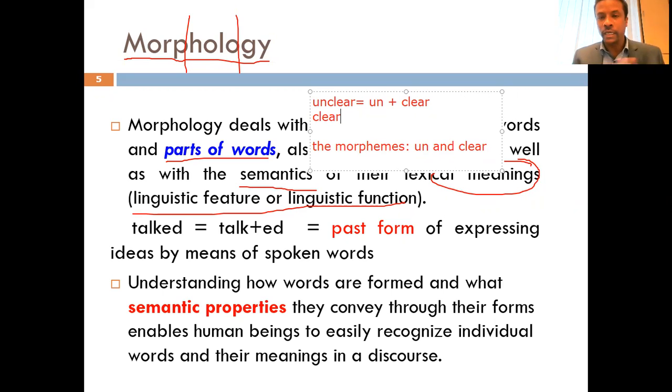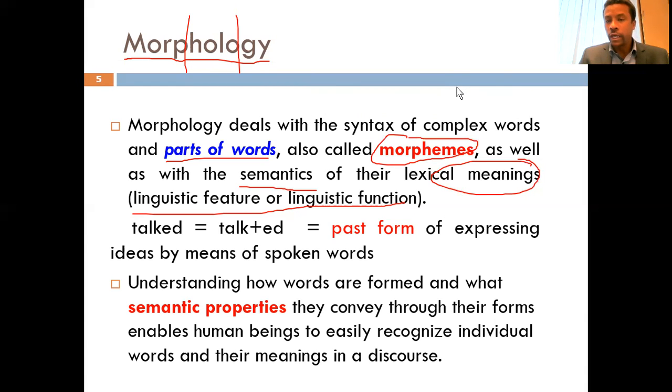it has a lexical meaning of being clean or whatever, okay? Being visible or something like that. But if you have un, then it would make it negative. So dealing with such kind of knowledge about the parts of the word is what we call morphology.